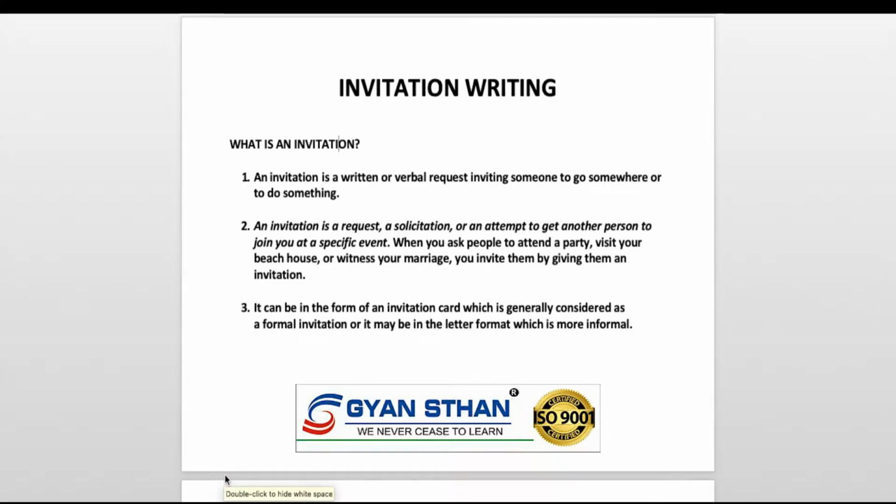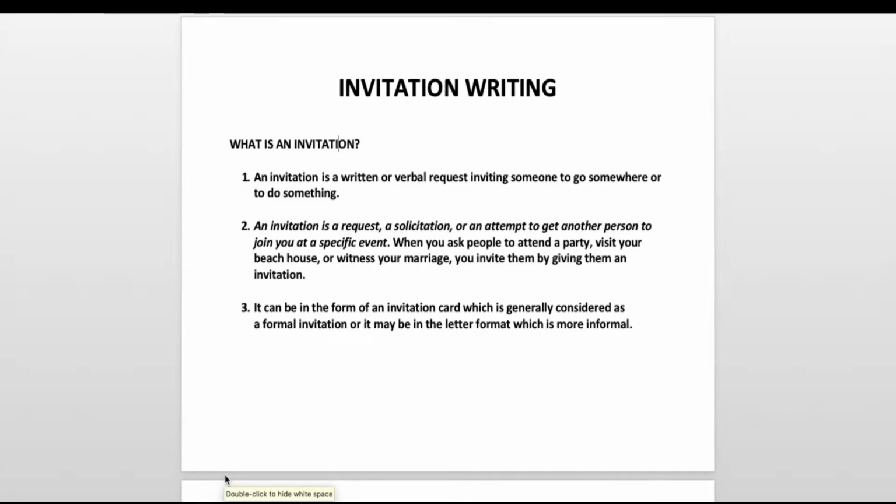An invitation is a written or verbal request inviting someone to go somewhere or do something. For example, you are the principal of a school and you are hosting your annual sports day competition. So you want a popular sports person to be the chief guest of your sports day. So what you would do is you would form a formal invitation for him, specifying the date of the event, the time when the event will start, and you would specify that the school wants him or her to be the chief guest of the event.